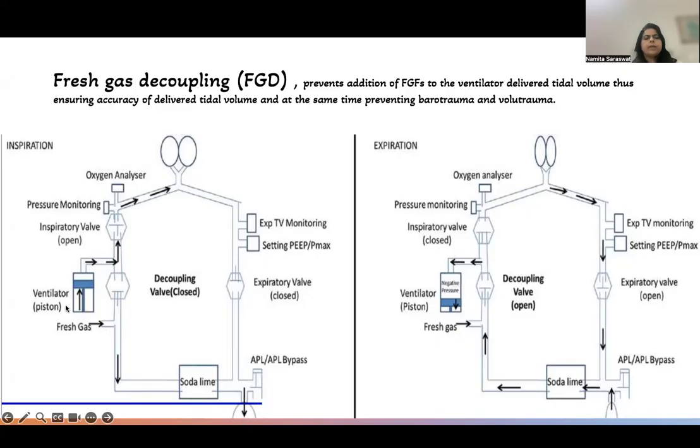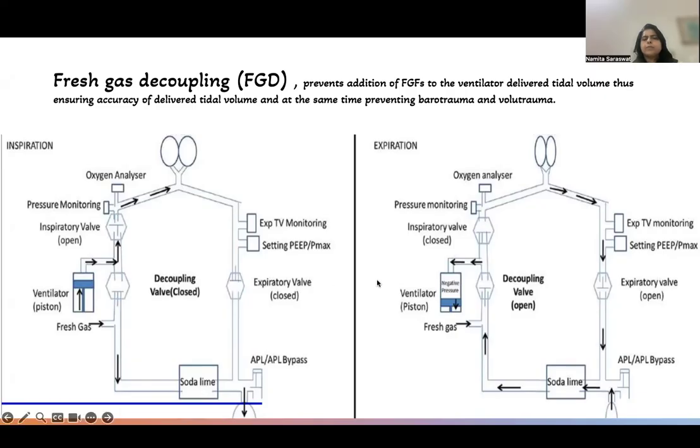And what is happening at this end? The ventilator piston is moved. The gas which was stored here above the piston will deliver the already set tidal volume accurately to the patient. And this fresh gas flow is not added to this tidal volume, and it makes the tidal volume which is delivered to the patient more precise.